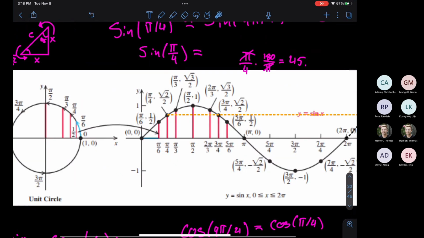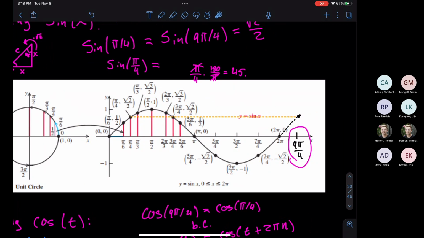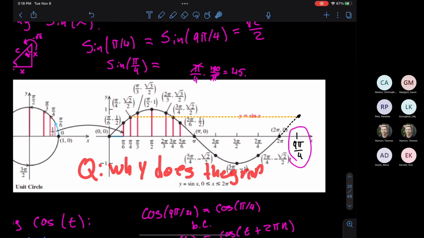Okay, can someone give me a one-sentence explanation answering the following question? My question is this. Why does the graph repeat? So after we get to here, we're just going to continue this on. We're going to copy paste on the end here. Why am I going to do that?